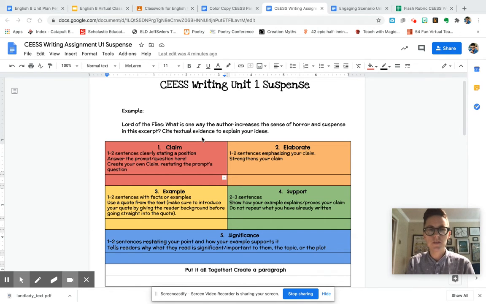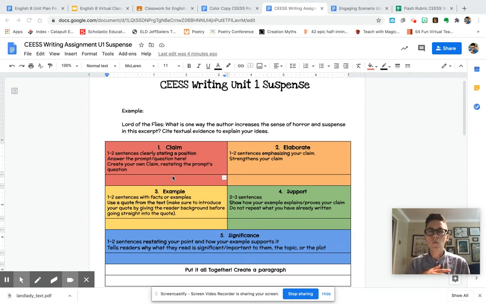Hopefully you've paused and you've read the story. And I hope that while you were reading, you were looking for the answer to this. What is one way the author increases the sense of horror and suspense in this excerpt? I always like to read my questions beforehand so that while I'm reading, I know what I am looking for.